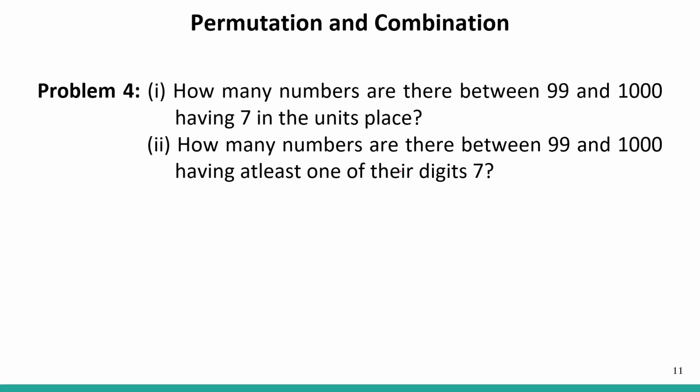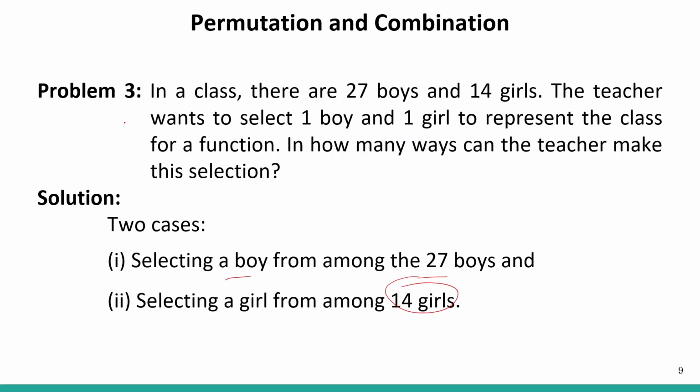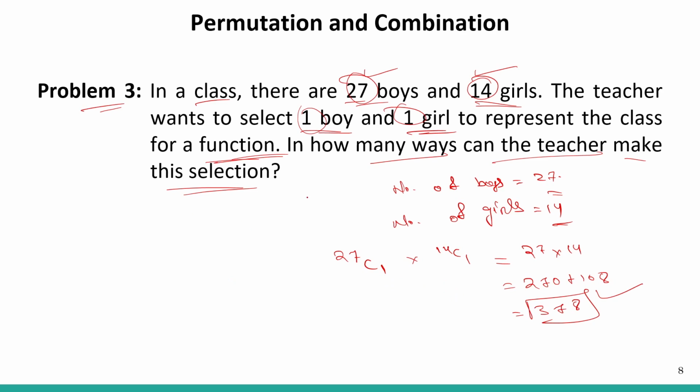So let's go forward to problem number 4 and see what it brings to us. Let's first see, in problem number 3, if it would have asked that there are 27 boys and 14 girls, and you need to select 2 boys and 1 girl, how you can actually do it.